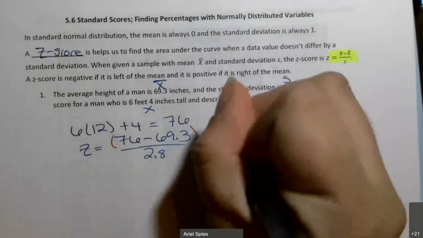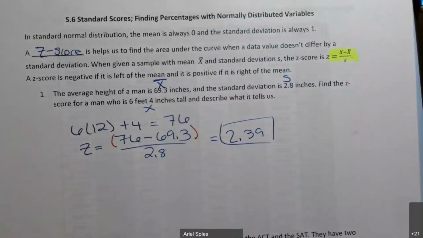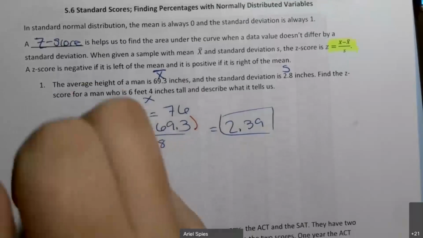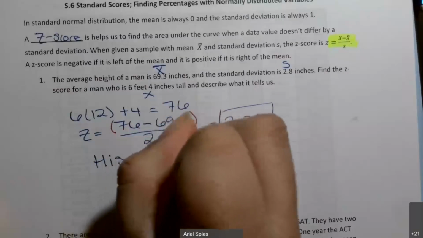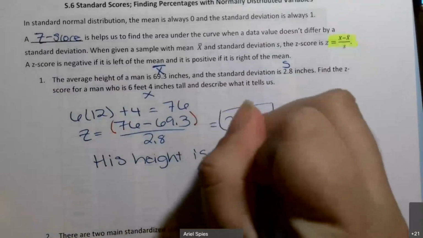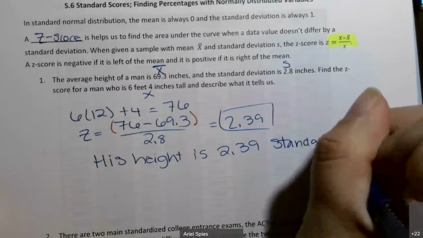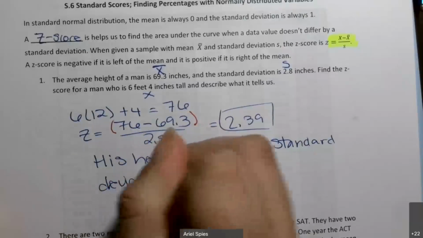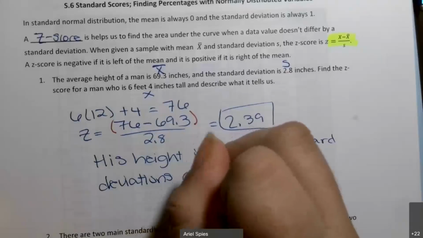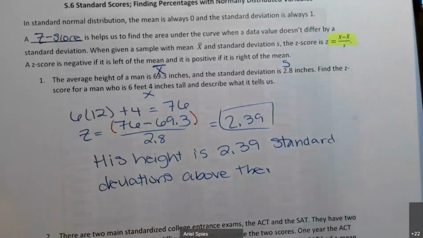So this gets us 2.39. And what this means is his height is 2.39 standard deviations above the mean. So this means he is really tall compared to most men.